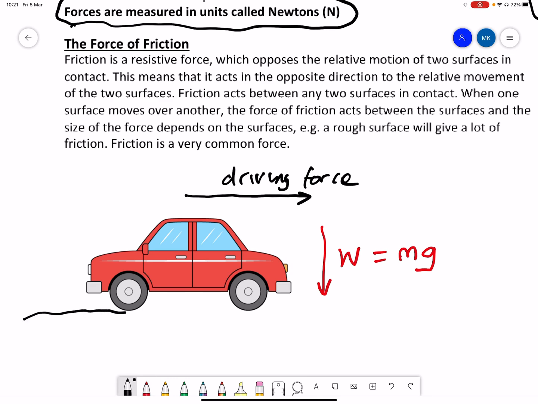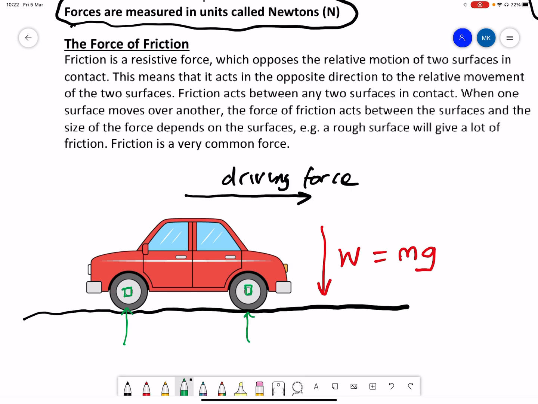If you have the road here, there is naturally friction between the road and the tyres, and that's why tyres wear away, because there's friction, there's kinetic energy changing into heat, so there's friction between the tyres and the road. There's also friction between the brake pads and the wheels when they close so you can brake.